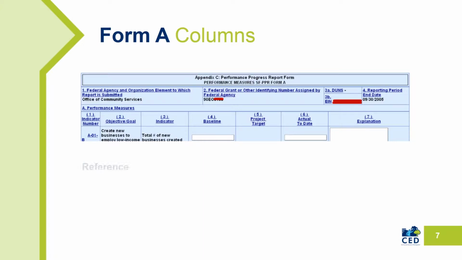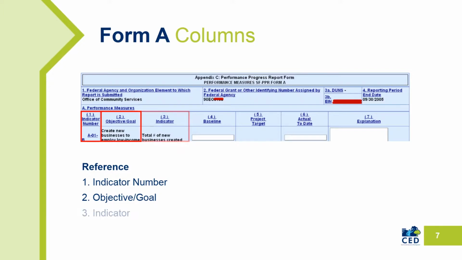The first column is the indicator number. Indicators are numbered 1 through 30, plus a letter code for the data type: B for business creation, J for job creation, E for employment, and F for funding. Column 2 is objective, or goal. It describes the general goal of a particular group of indicators. Column 3 is the indicator, or the question you'll be answering.